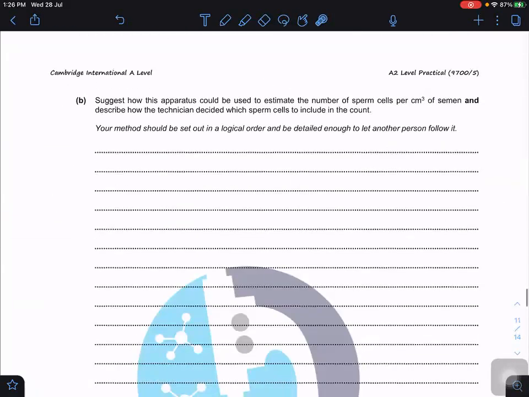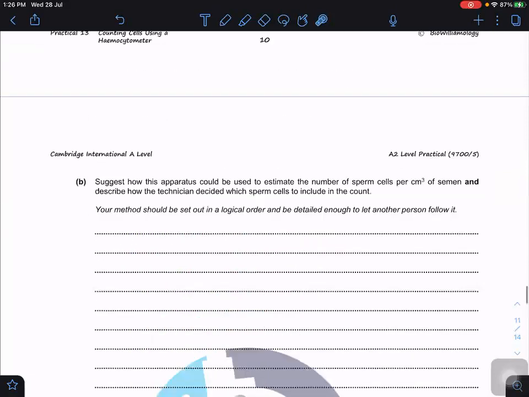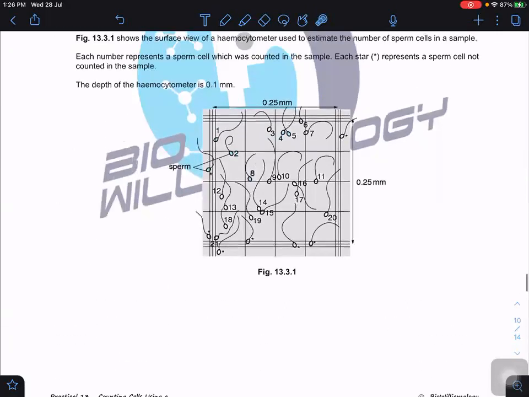And then this one, you can do it later. How can you use this apparatus to estimate the number of sperm cells per cm cube of the semen, and describe how the technicians decided which sperm cells to include in the count? You can see that in this case, it is a different type of hemocytometer. Can you see that? It's 0.25, 0.25, and 0.1 mm.